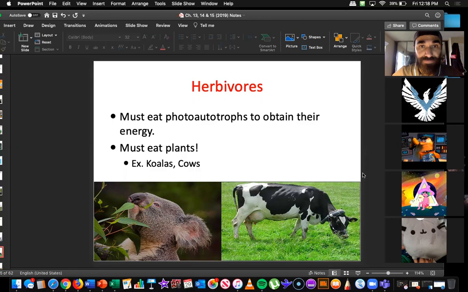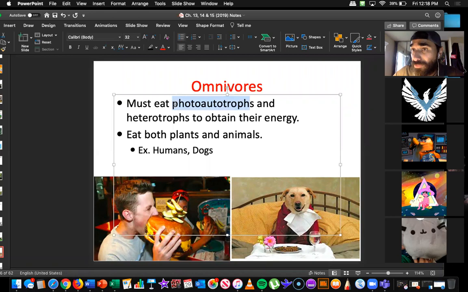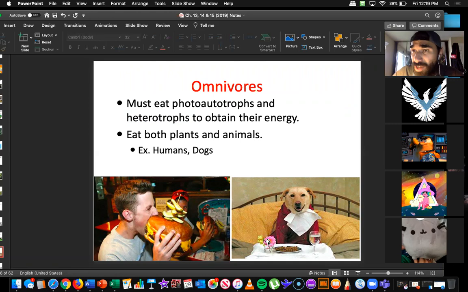Next, this is us. We're omnivores, right? And the reason we're omnivores is because we can eat photoautotrophs, we can eat plants, and of course, we can also eat other animals, right? So a perfect example of that is us, and of course your dogs. Your dogs are not true carnivores, right? Wolves are, but dogs are not. We've trained dogs to eat the foods that we give. So dogs are omnivores just like us.